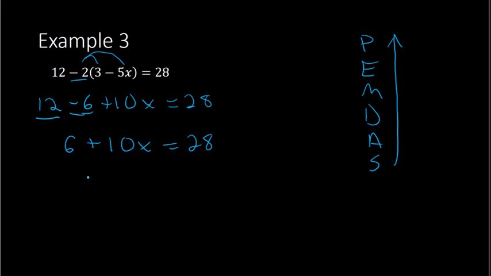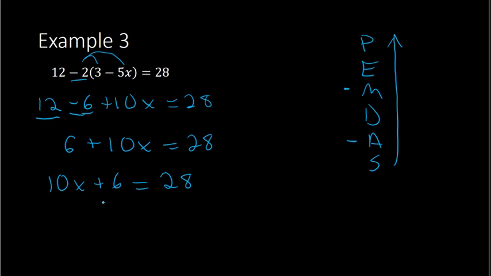And some people, when they see this, are not sure about the 6 in the front. If it's helpful, you can think of this as being 10x plus 6. You change the order. It's not necessary, but it might be helpful to help you visualize what you're doing with the 6. Here we see pretty clearly that the 6 is being added, and we have 10 being multiplied.